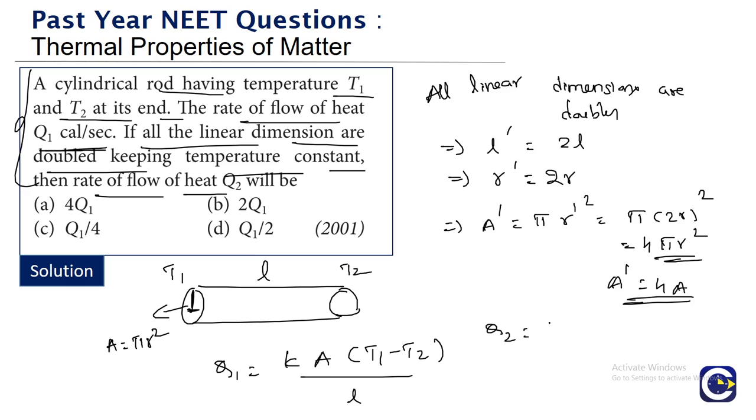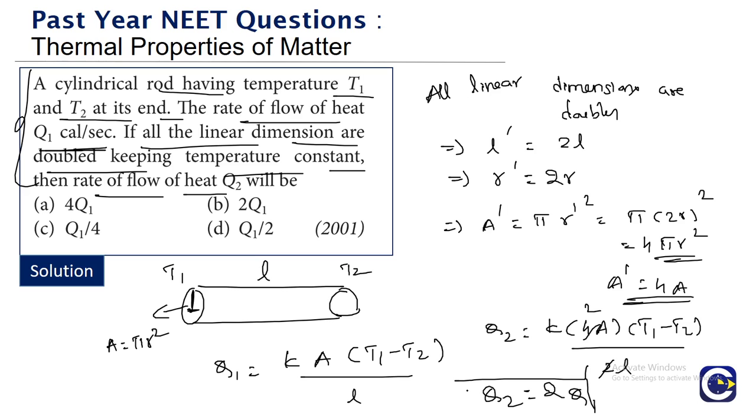Now we look at Q2. Q2 is what? K into A dash. A dash means what? 4A into T1 minus T2 by L dash. L dash is 2L. So 2 ones are 2, 2 2s are 4. So here clearly we can see, other than the 2, rest is what? K A T1 minus T2 by L. That is what? Our Q1. So what is the relation we have? Q2 is equal to what? 2 times of Q1, which is option B.